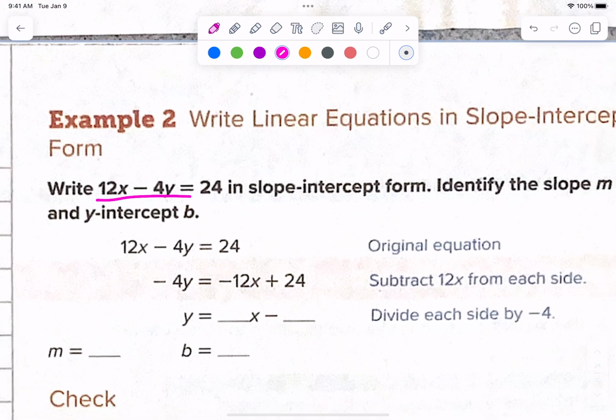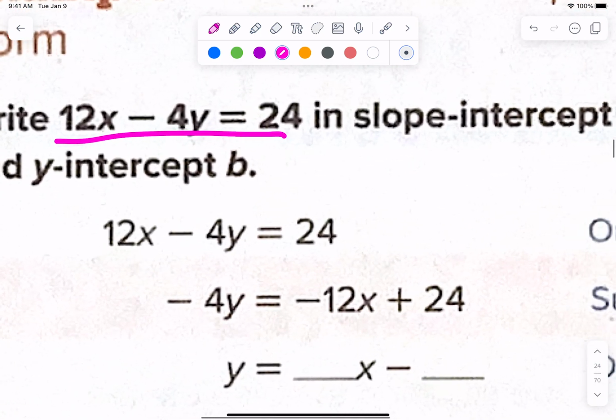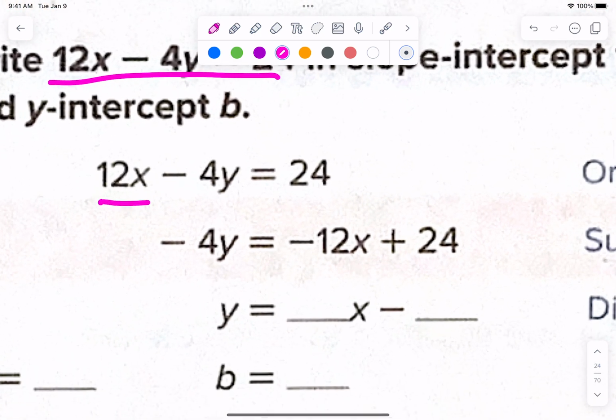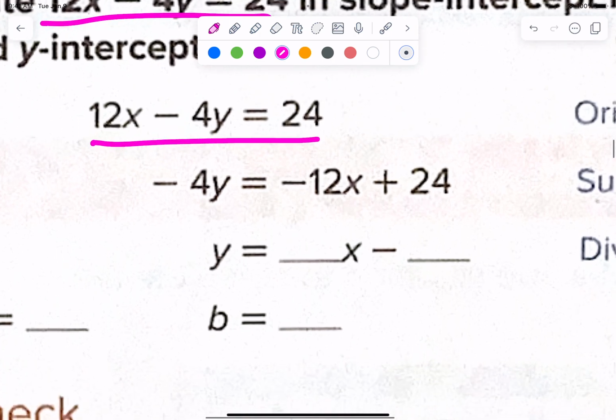They want us to take this guy and write it in slope intercept form. You guys have been doing this all chapter long, that last chapter, right? We were solving for y. We were getting y by itself, okay? So let's start with the original. We'll follow along their work, okay?